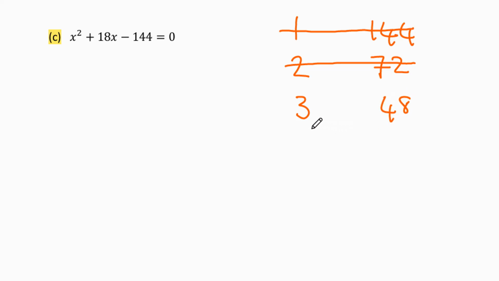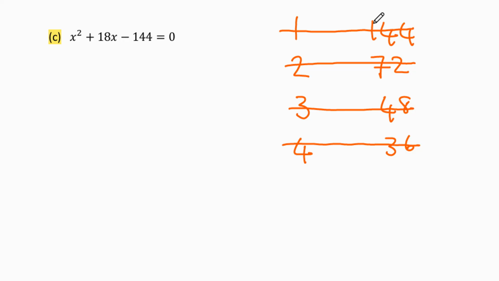Then the next set of factors will be 3 and 48. And as I mentioned, you should use a calculator here. 3 goes into 144, 48 times. 3 and 48 cannot ever give us positive 18, whether we add or subtract. Let's try 4. 4 goes into 144, 36 times. But 4 and 36 can never give us positive 18.